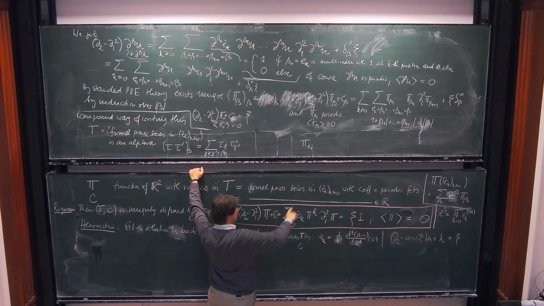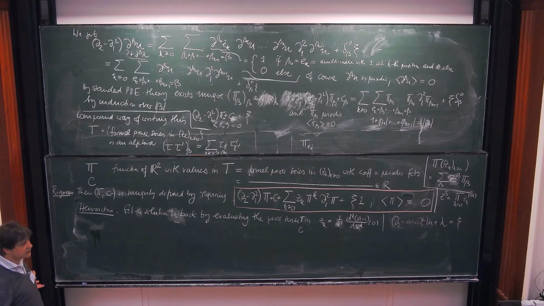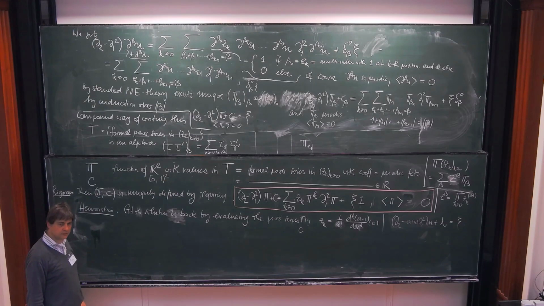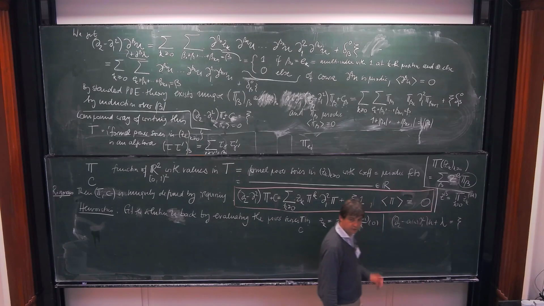So actually, pi is really a function of R^2. Pi here is periodic, and I'm always identifying periodic functions also with functions of the circle. Pick up your function, insert z_k, and apply pi. So again, your question: what's the relation between this and that? This is a periodic function. The coefficients are periodic functions.